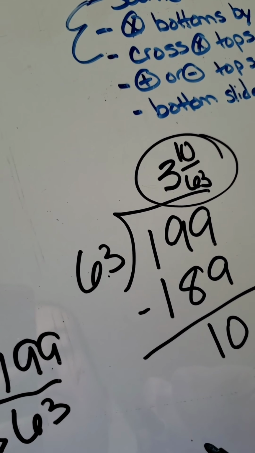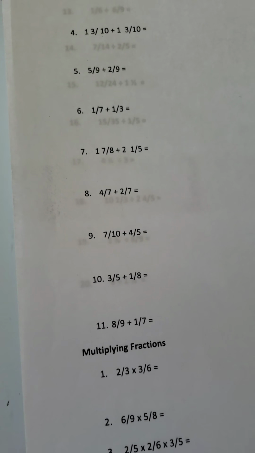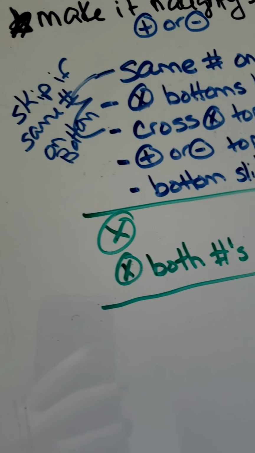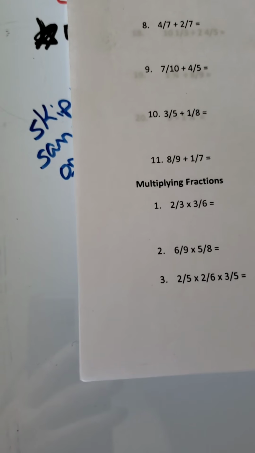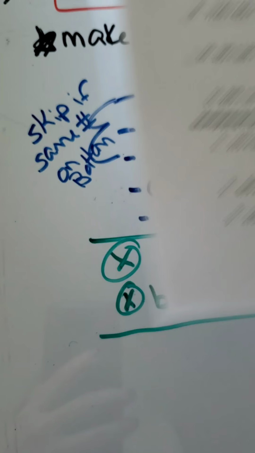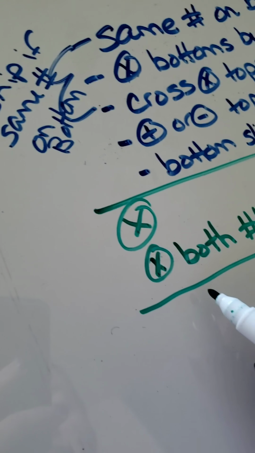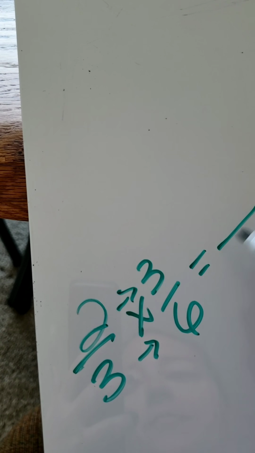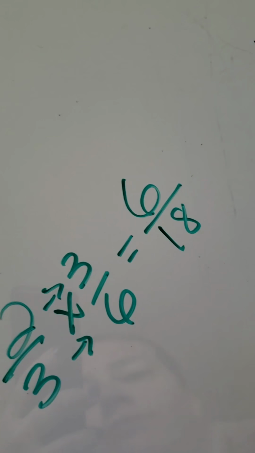That cannot be reduced. Alright, we are going to continue with multiplying fractions, which tends to be the easiest category out of all fractions. There's only one step to do, and that is to multiply the fractions straight across both numbers. So I have 2/3 times 3/6. Multiply them both straight across. 2 times 3 is 6. 3 times 6 is 18.